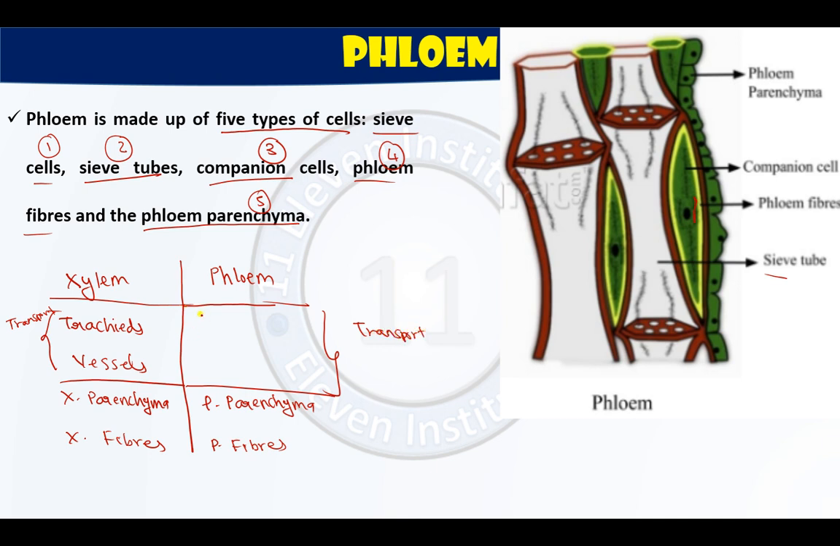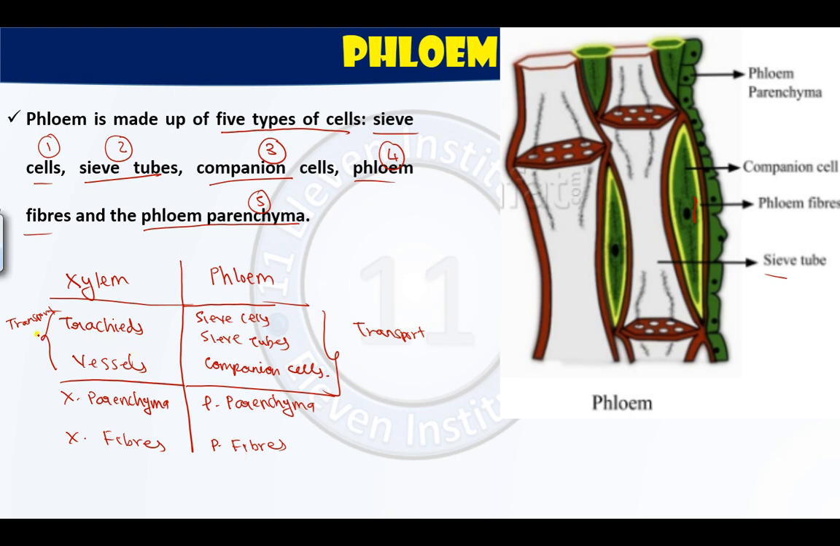The first among them is sieve cells, sieve tubes, and to support them we have companion cells. So don't be confused. For xylem parenchyma we have phloem parenchyma over here. Instead of xylem fibers we have phloem fibers over here.